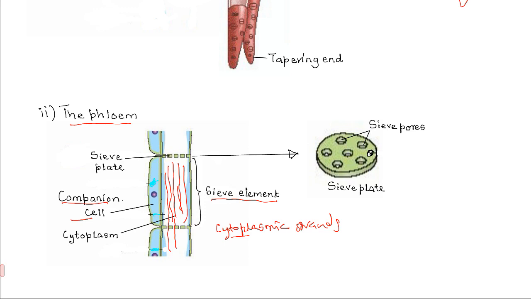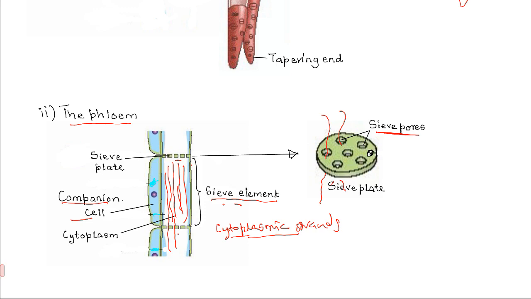So the cytoplasmic strands are continuous through the sieve pores. This is the end walls that separate one element from the next. So you have the sieve element. At the end, there is a sieve plate. Each sieve plate has perforations known as the sieve pores. So the cytoplasmic strands pass through the sieve pores from one element to the next. So this facilitates the movement of substances from one element to the other along the cytoplasmic strands that pass through the sieve pores.